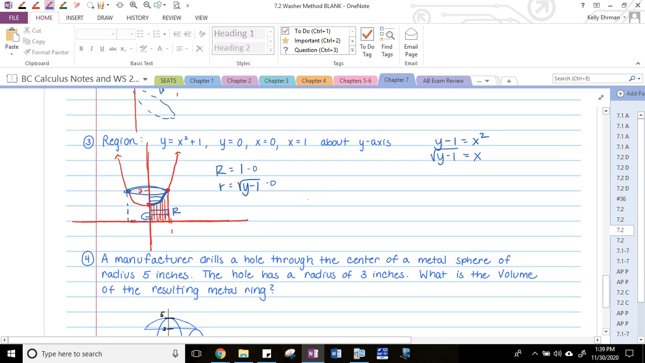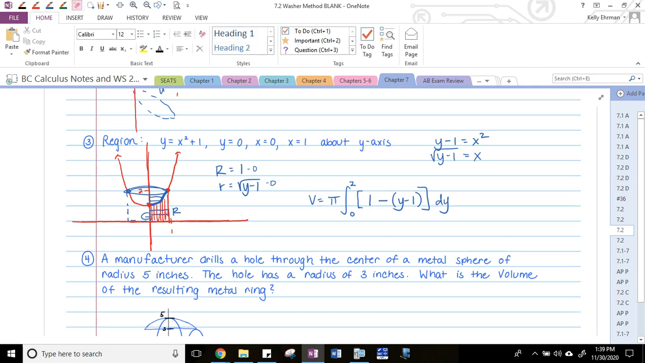All right, so the volume is pi times the integral, we're talking about y values, from 0 to 2, of big R squared, which is 1, minus little r squared. Squaring the square root would just be y minus 1. That is in parentheses, though, because you're subtracting it. Or if you think you might mess that up, split it into 2 different integrals.